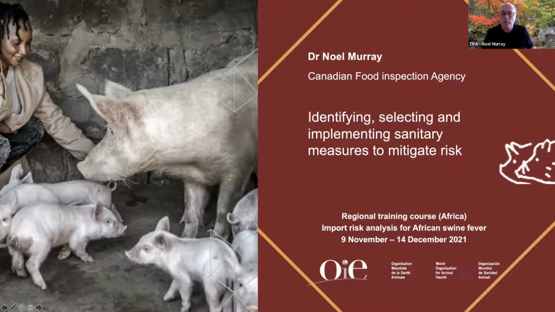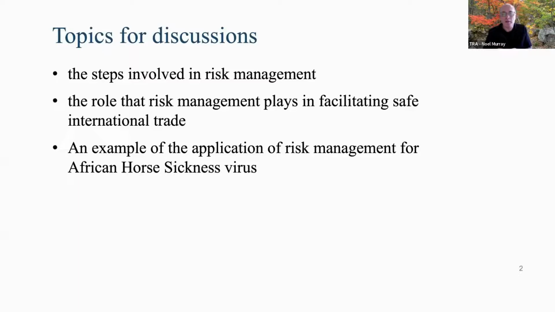Okay, so we're going to look now at identifying, selecting and implementing measures to mitigate risk. And basically an overview of the steps involved in risk management, the role that it plays in facilitating safe international trade, and an example, continuing on our example with African horse sickness virus. This example was one that I developed when I was working in New Zealand back in the late 90s and early 2000s. And it is, as Tim indicated, in the OIE's handbook on import risk analysis.